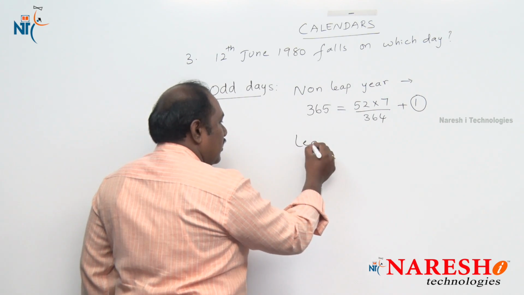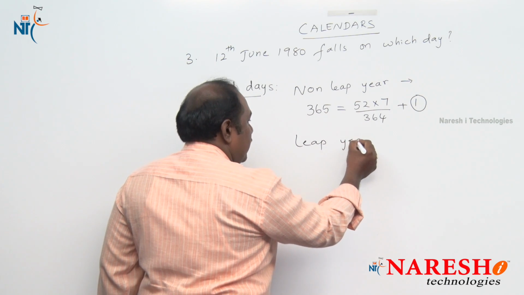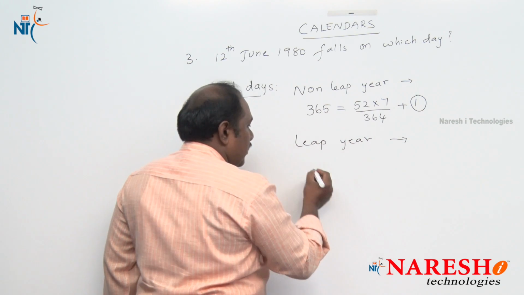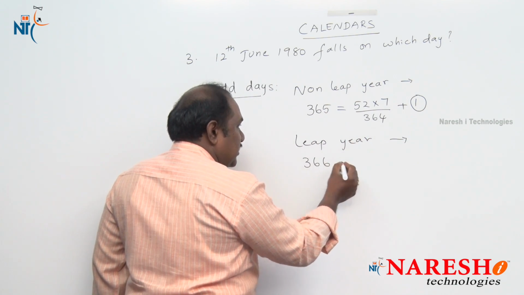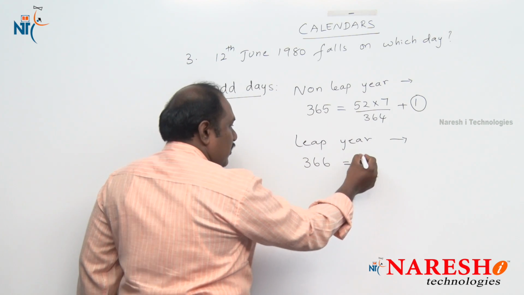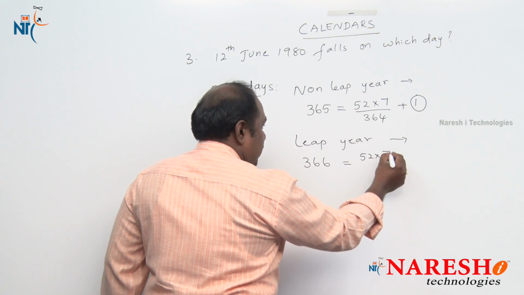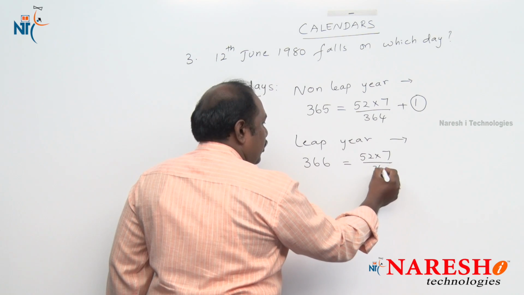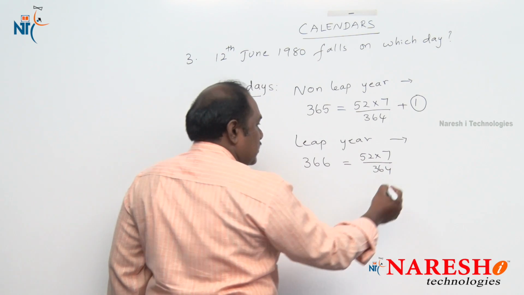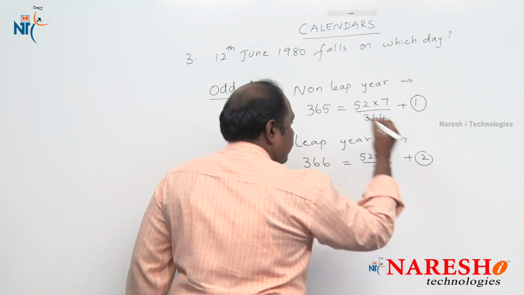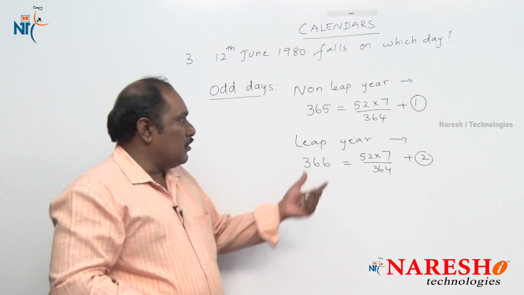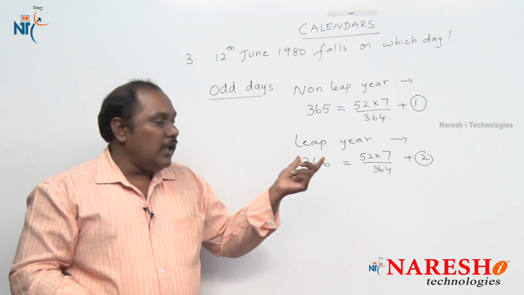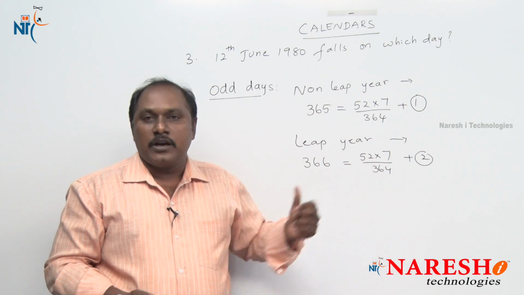The next point, leap year. Now, a leap year has how many odd days? Generally, a leap year has 366 days. It has 52 weeks, and 52 weeks make 364 days plus 2. So, a non-leap year has 1 odd day and a leap year has 2 odd days.